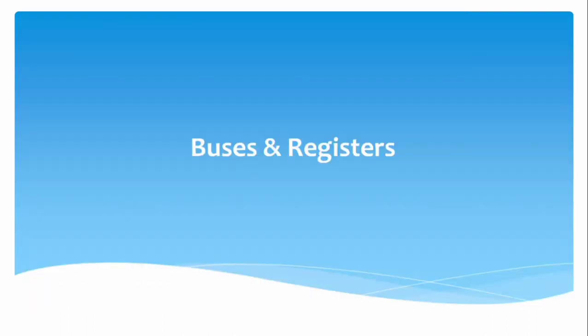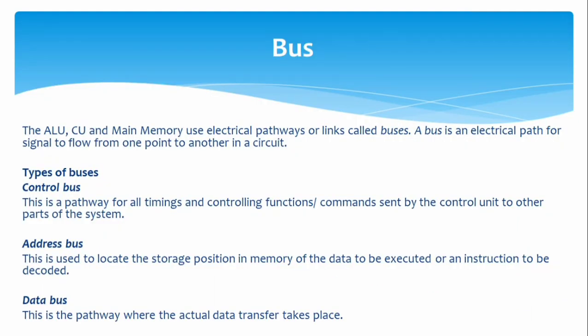Then you have buses and registers. They also fall under the CPU. So buses are electronic pathways or links where signals will flow. Types of buses: we have the control bus, address bus, and data bus. The control bus will work with the functions and the commands you are sending from one side to the other side of the CPU. Then we have the address bus, which will locate the storage, the position where you want to store a particular kind of data. So positioning is the address bus.